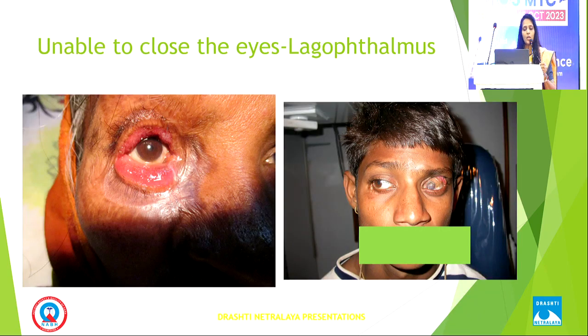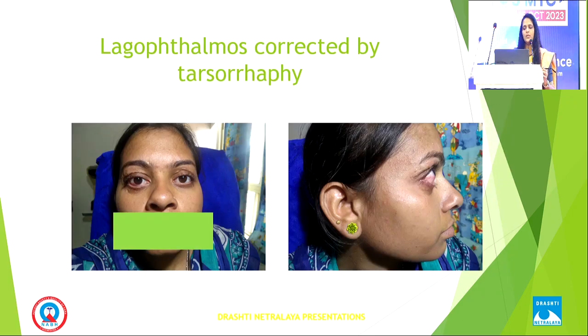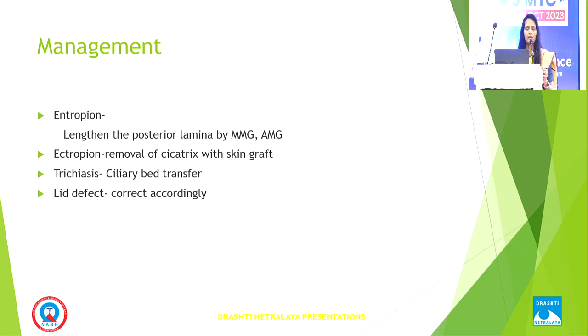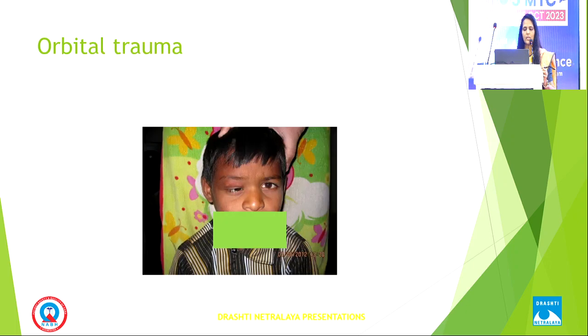Cicatricial ectropion, or a patient who comes with lagophthalmos, you can simply do tarsorrhaphy, or tarsorrhaphy along with skin grafting must be done. So whenever there is entropion, just posterior lamella lengthening; ectropion, removal of cicatrix; trichiasis, ciliary bed transfer; and lid defect corrects automatically.